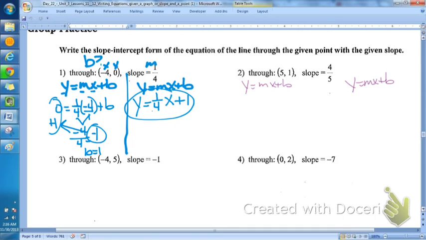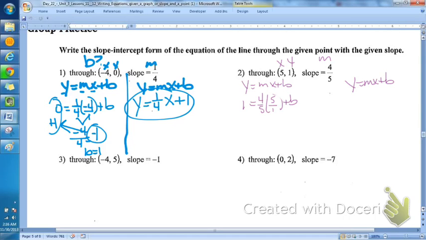So my step 1 is I need to plug in my x, y, and m value into the first equation. So y is equal to 1 equals m value is 4/5, x value is 5, plus b. This is a 4/5 times 5. I kind of wrote that 5 a little low. I don't want you to get confused with that.